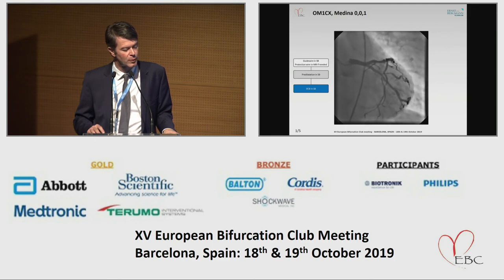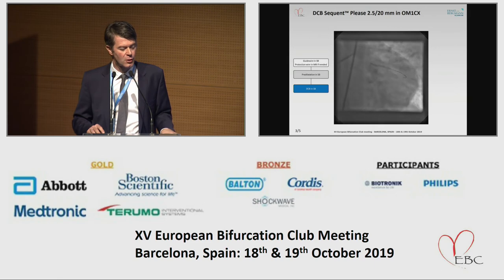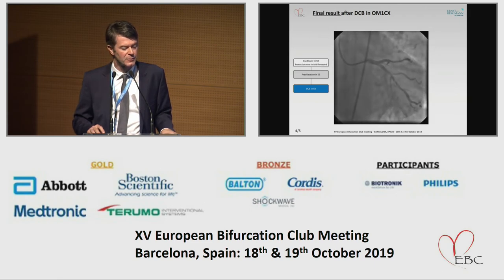She started with lesion preparation. It's a 001 situation. After lesion preparation with a 2.5/15 millimeter balloon, I think it's an acceptable result. So I treated this with a 2.5/20 DCB, 2 to 3 millimeters longer on both sides. And this is the final result after lesion preparation and DCB only.